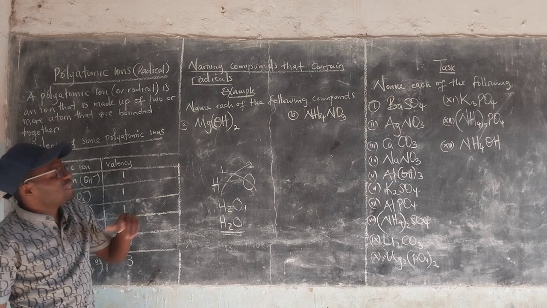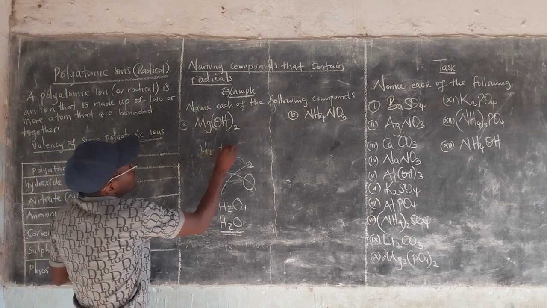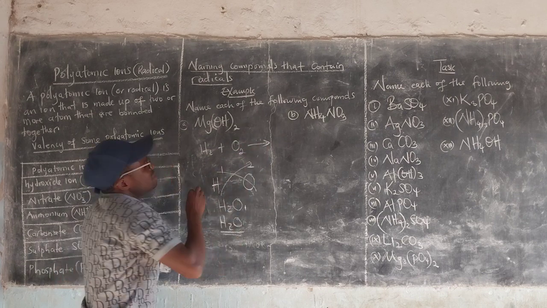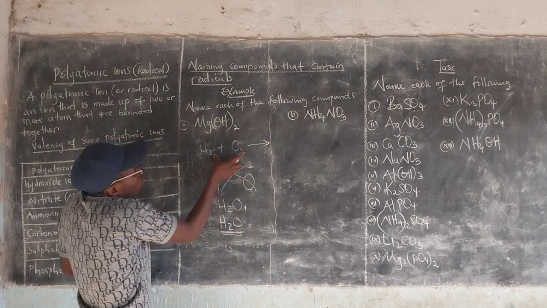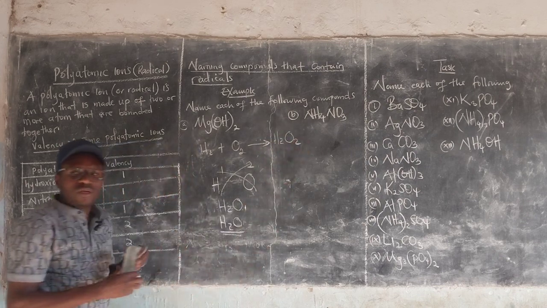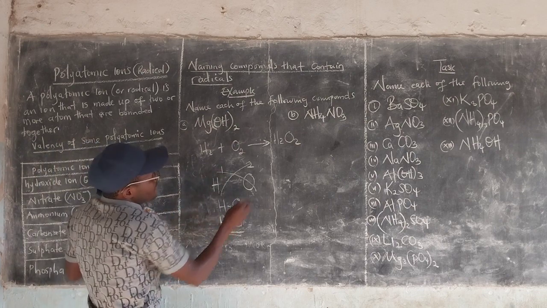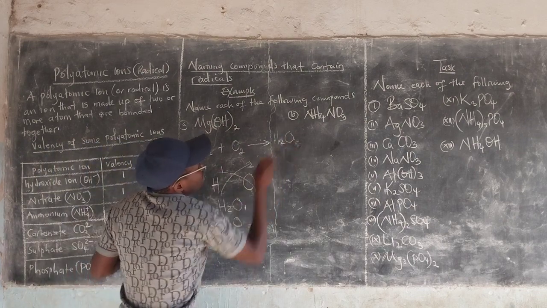You people are grade 11, I think you learned about equations. For example, when hydrogen gas reacts with oxygen gas, it is equal to what? For these two to bond, you cannot just say H2O2. No. You consider valences again. You go back to the valence of hydrogen, like I said. So this is what we call H2O.